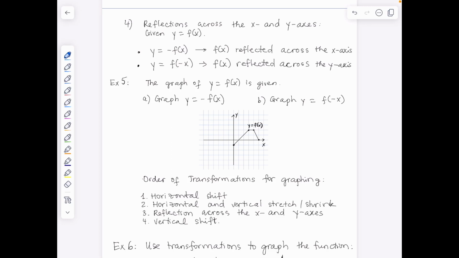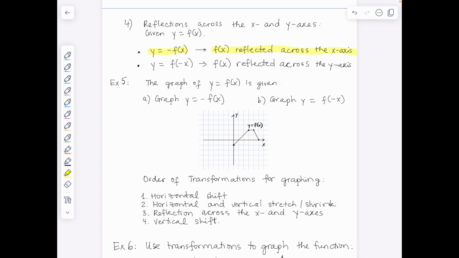In this video, we are going to talk about the last type of transformations, which is reflection. Reflection across the x and y axes. Given y is equal to f of x, then y is equal to negative f of x. The graph of that will be the graph of f of x reflected across the x-axis.